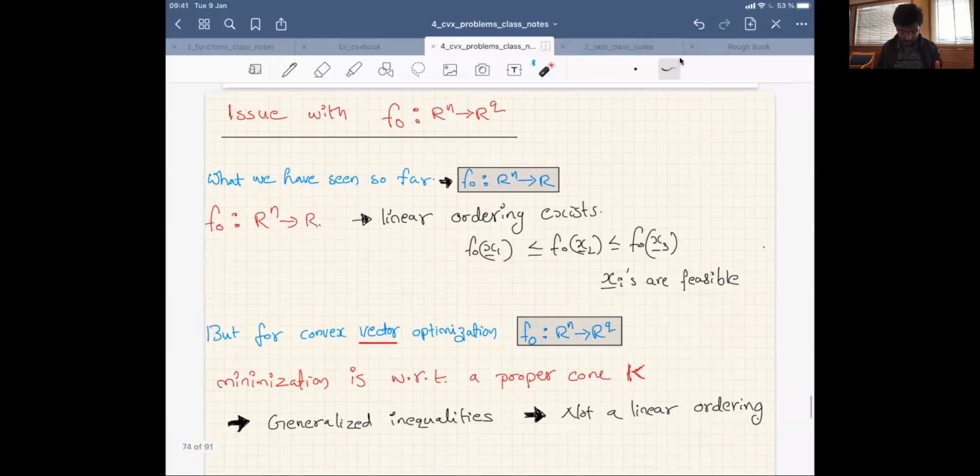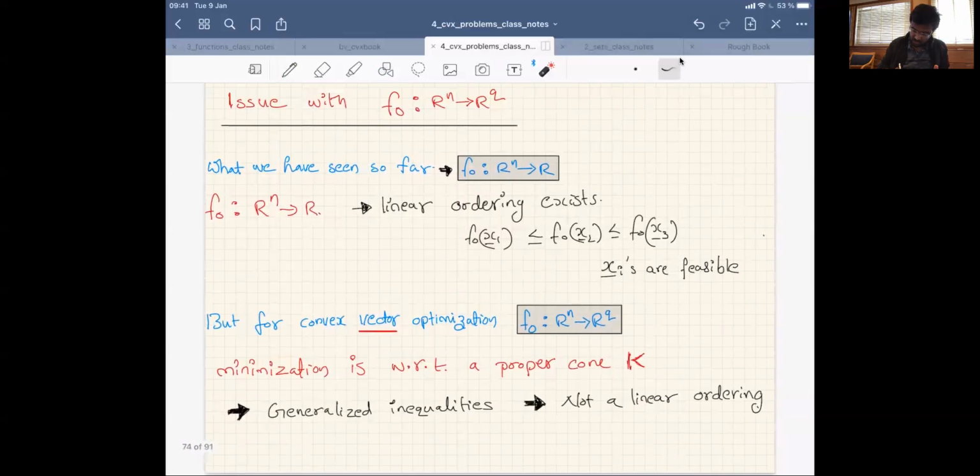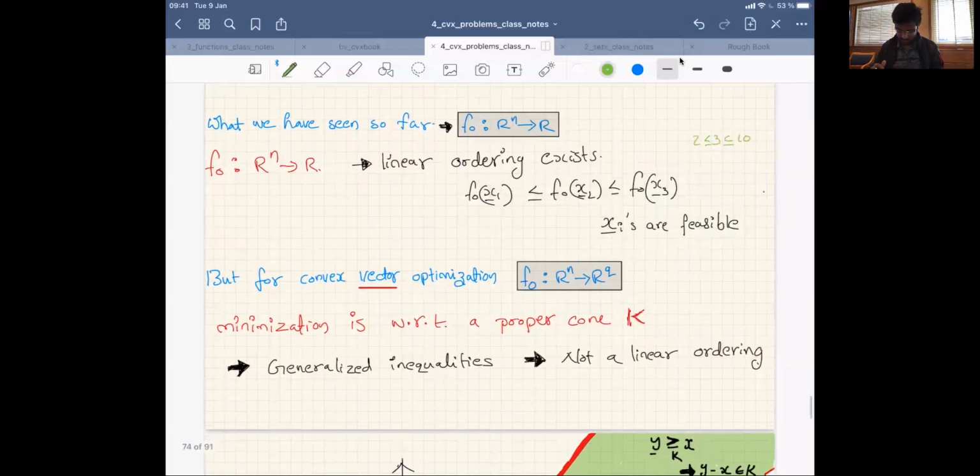Now what is the issue with this? We already saw this. What is the issue with an objective function which maps from a vector to a vector? What we have seen so far is that the function maps from a vector to a real number. Then it is very nice, we are happy with that. Why are we happy? Because in that case there exists a linear order. If you have two or many numbers, 2, 3, 10, you can order them on a line. You can say that one is greater or lesser than the other. This will not happen in a vector function.